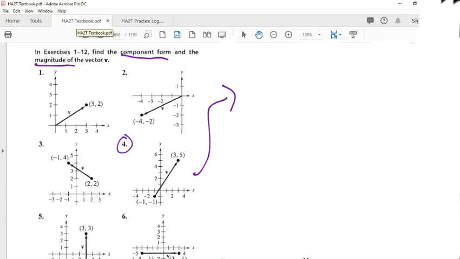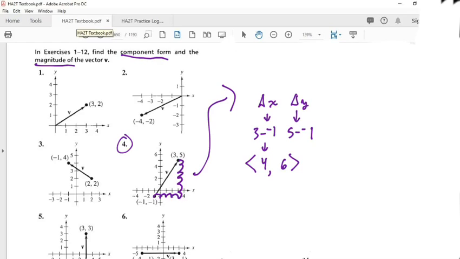So what is the change in x? Let's go 3 minus -1. So that's going to be 4. And what's the change in y? Let's go 5 minus -1, and that's 6. I don't trust myself, so I'm going to make sure that's right. 1, 2, 3, 4. 1, 2, 3, 4, 5, 6. Yay, it works. That is your component form.